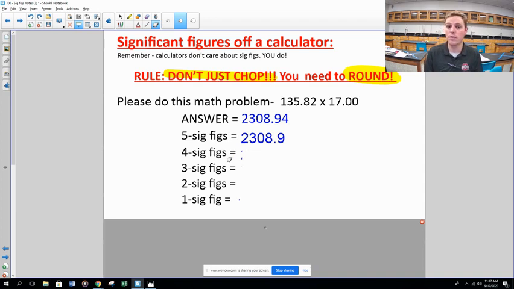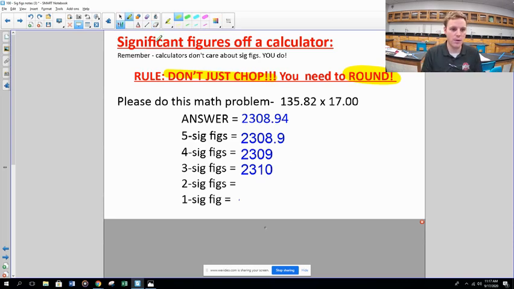If we had to round after 4 significant figures, we'd have 2, 3, and so this 9 will round that 8 up, so we have 09. After 3 significant figures, we start with the 2 and 3 again, and that 9 will round this 10's place up to just 10. Now notice I didn't chop the 9 off. I just rounded it out.